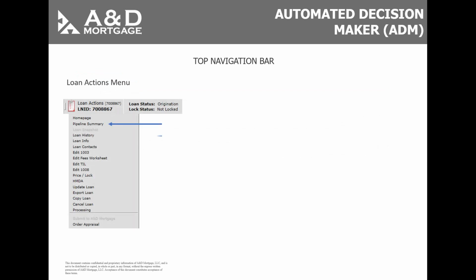Once your loan has been entered and you are on the Edit 1003, we'll look at the options that we have from the top navigation bar. On the left side is the Loan Actions menu, where you will have several navigation options, such as looking at your pipeline summary, your loan history, Edit the 1003, Edit the Fees worksheet, and your price lock. Above that, you'll have the loan statuses. This loan is in origination, has not been locked yet.